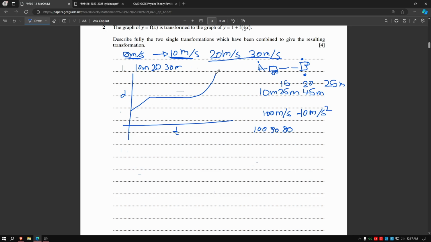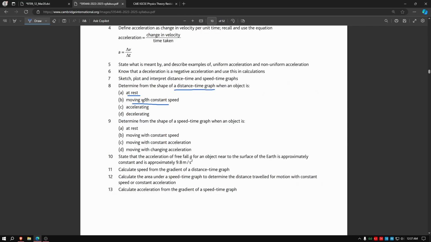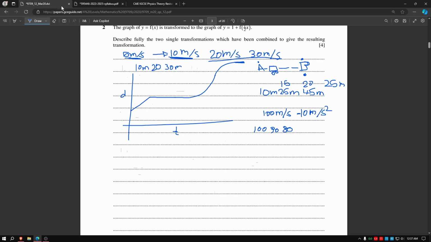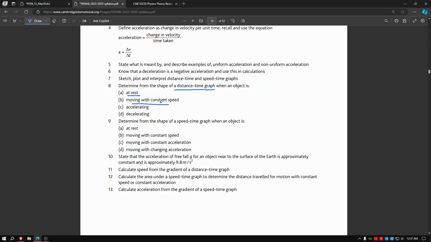So the graph will look like this. It will go upwards, upwards, upwards, and the gradient will decrease. Here the gradient is increasing, the curve is getting steeper and steeper, and on this side the curve is getting flatter and flatter until it becomes stationary at 0. So this is what happens at rest, moving, acceleration, and deceleration, for both distance time and speed time graphs, as we have shown.